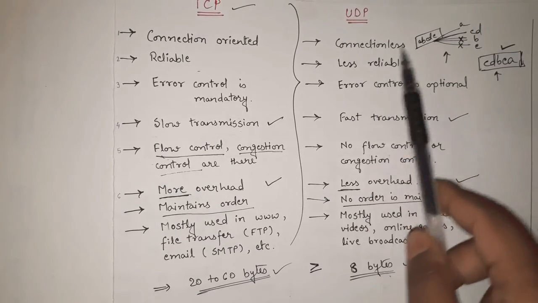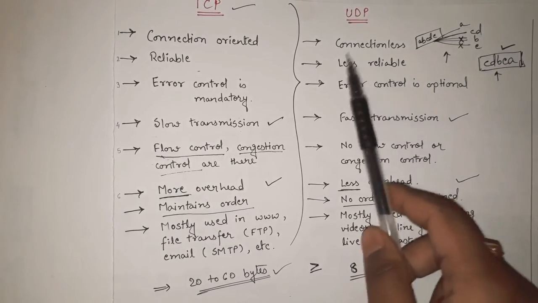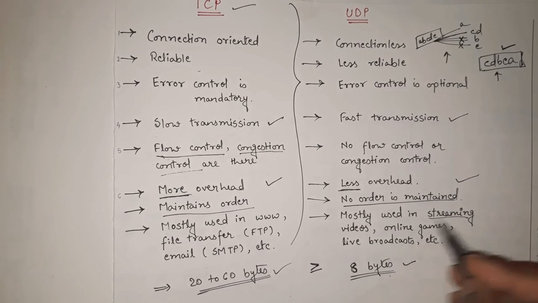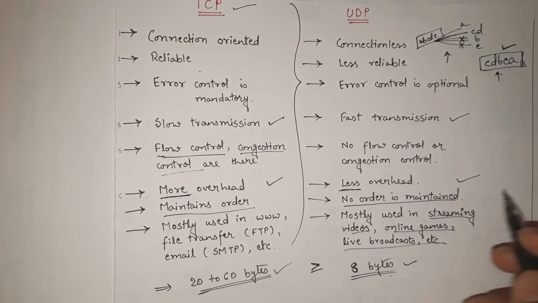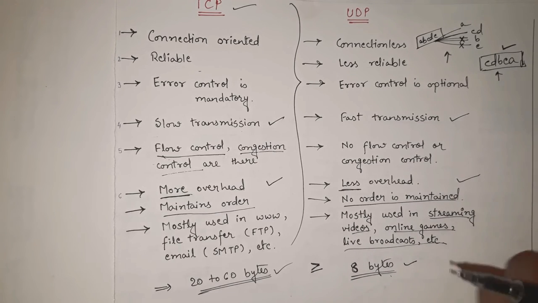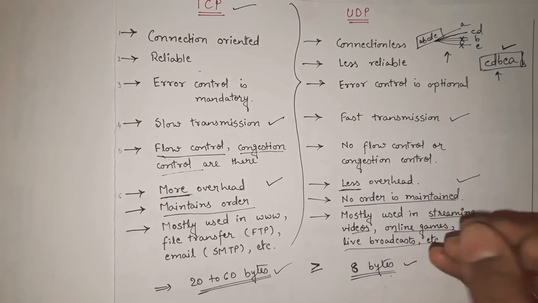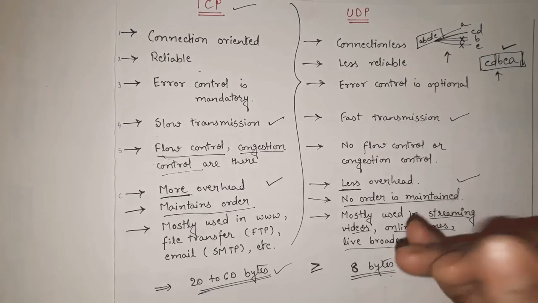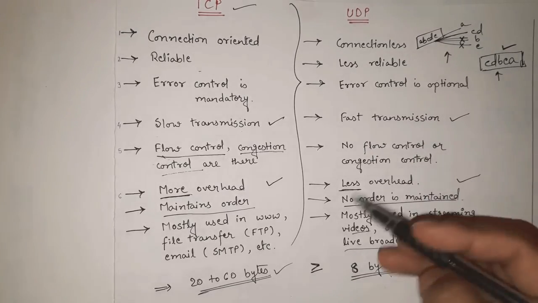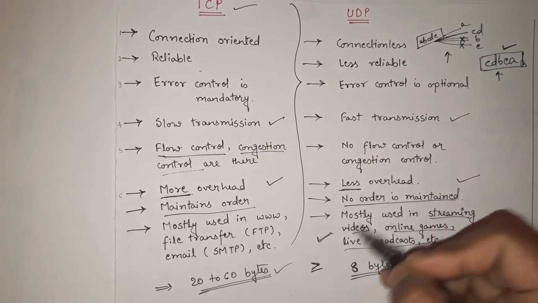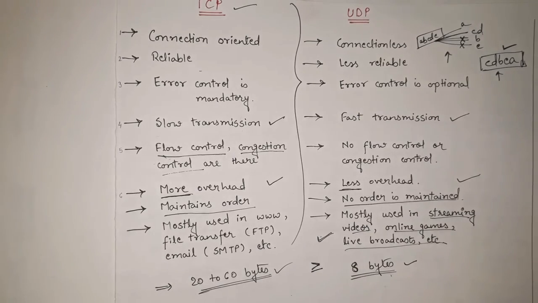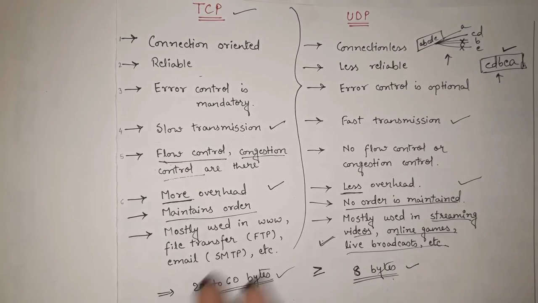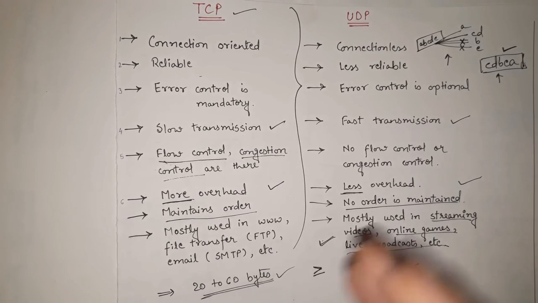And normally UDP, as UDP is less reliable, is mostly used in entertainment cases like streaming videos, online games, live broadcast, audio, video, where a little bit of out of order data or loss of data will not matter much, right? In cases of entertainment and such domains, mostly UDP is being used. So these are the main differences between TCP and UDP. If you understand the points, they are actually very clear and easy to remember.